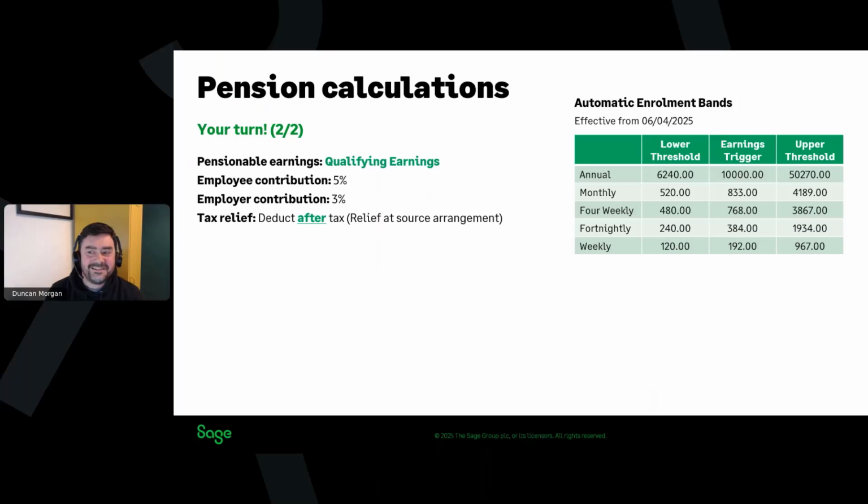Let's have a look at your question 2. So in this one, your scheme uses qualifying earnings for pensionable pay. So that's earnings between the lower and upper threshold. The employee contribution is 5%. The employer contribution is 3%. The tax relief is that it's deducted after tax. It's a relief at source arrangement. And the gross pay for this period is £540. That's all basic, so all counts towards qualifying earnings, and the pay frequency is weekly.